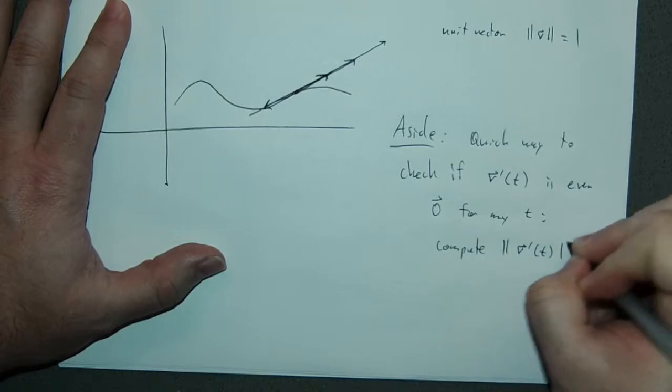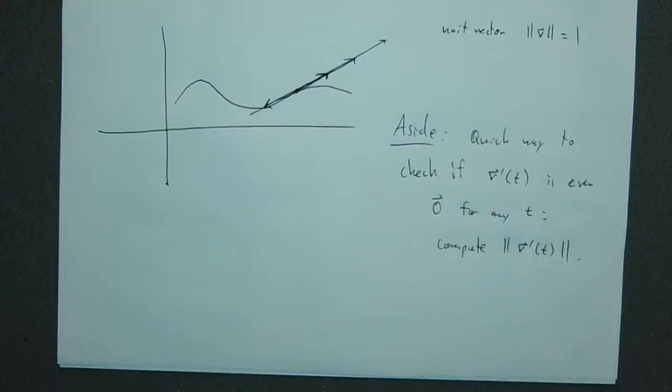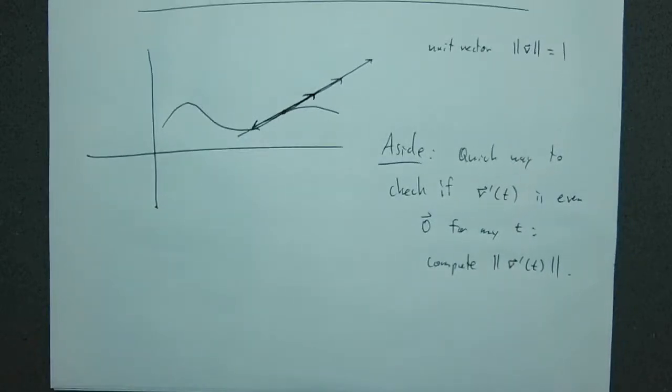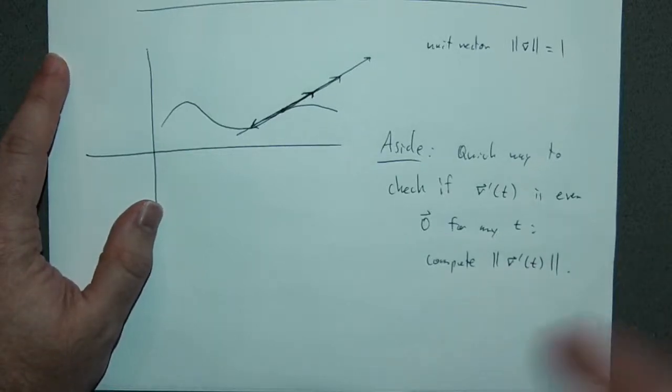Why might this be a better thing to do than just looking at r prime of t? If you compute r prime of t, that's some vector valued function. When you compute the length of that vector valued function, that is a real valued, or scalar valued, function. So when you compute the length of this thing, you're moving it to the realm of being a real valued function.